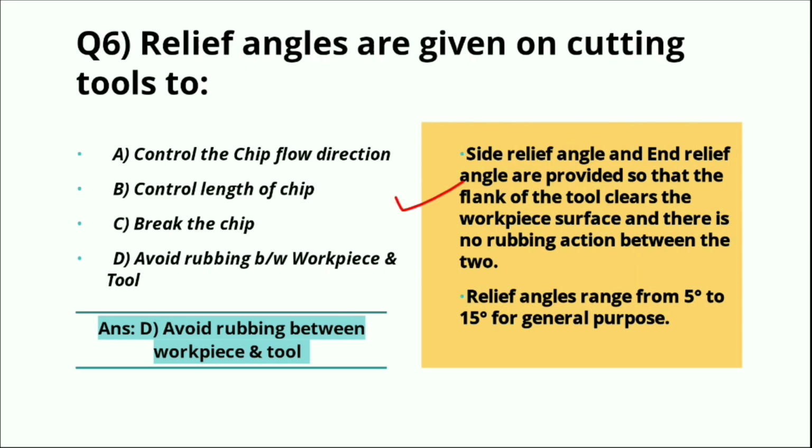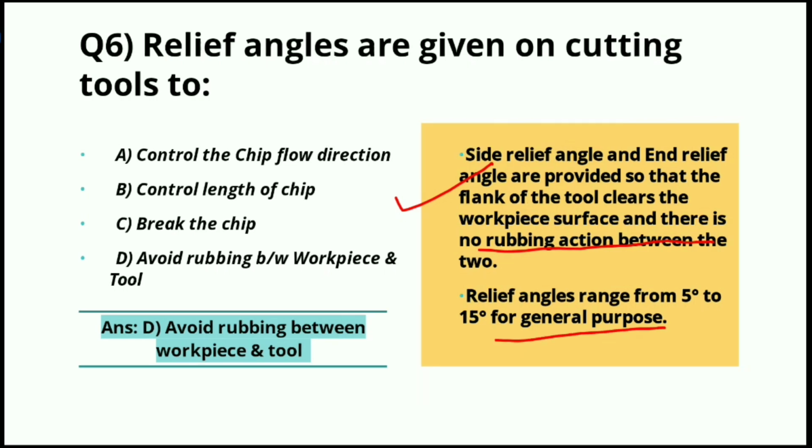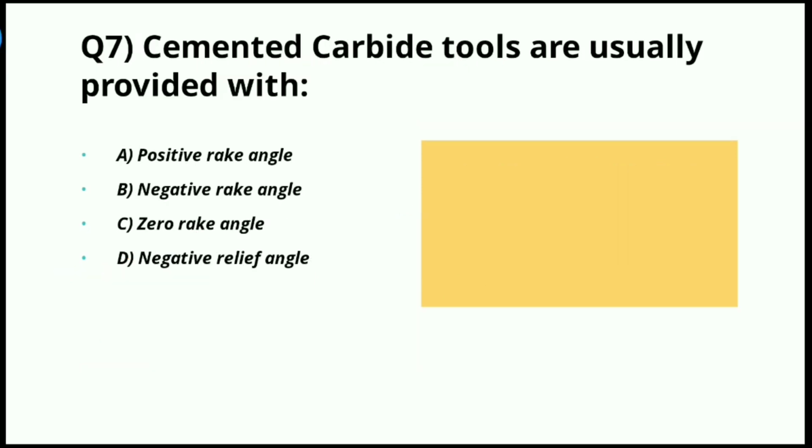The relief angles are provided so that the flank of the tool, that is the lower surface of the tool, clears the workpiece surface and there is no rubbing action between tool and workpiece. For general purpose, relief angles usually range from 5 degree to 15 degree. So here option D is the right answer. Avoid rubbing between workpiece and the tool. Now we will see our next question.